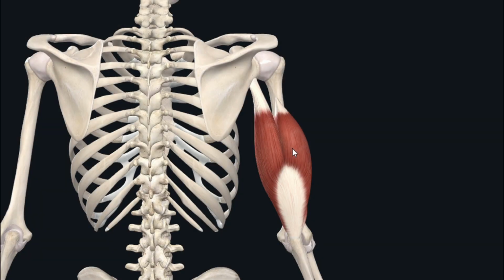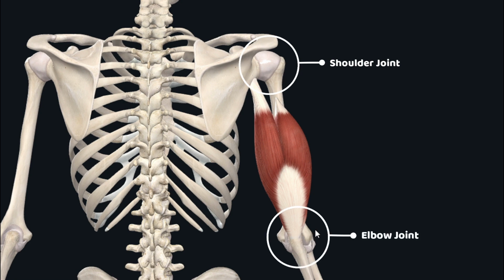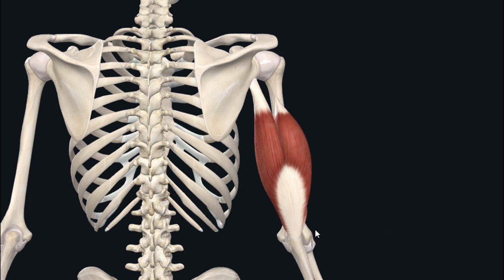So the triceps brachii is this large muscle of the posterior compartment of our arm. And it's the only constituent muscle in this compartment of our arm. And as you can see, the triceps is a biarticular muscle as it crosses both the shoulder and the elbow joints. And it acts as an extensor at both of these joints, acting predominantly at the elbow joint.